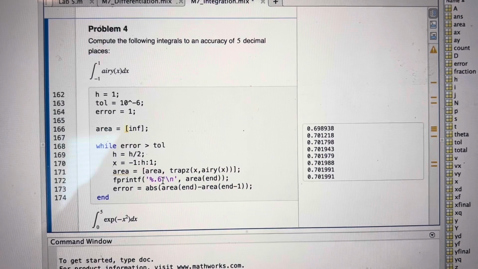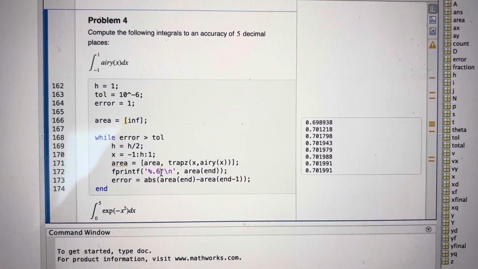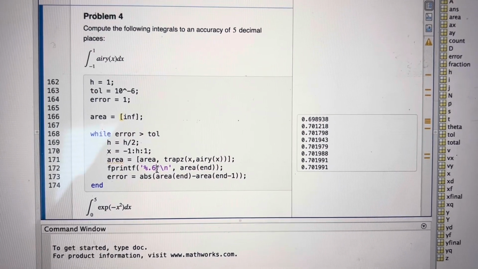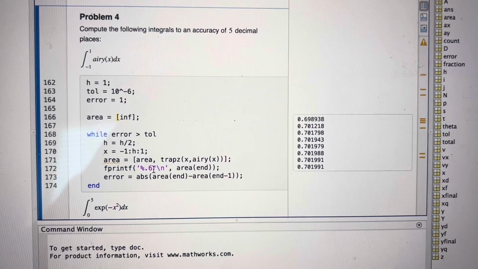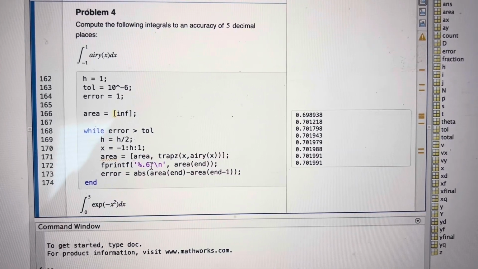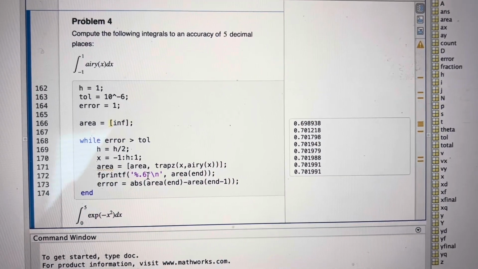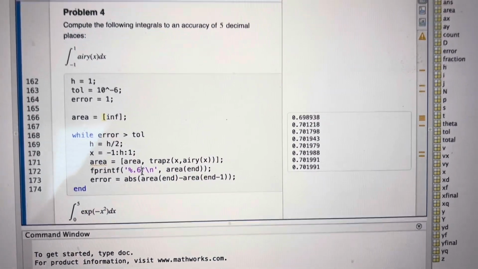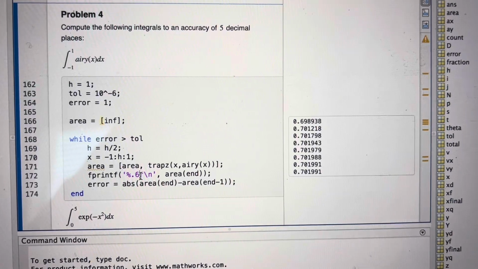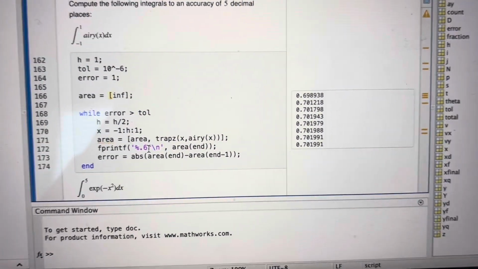And then to find our error, we're going to do error equals absolute value, because we don't want our error to be negative. And then we're going to do our area minus 1. So that's just going to allow us to get that error of what we were missing with the trapezoids.